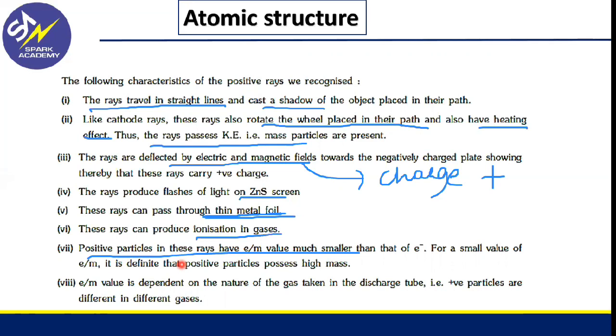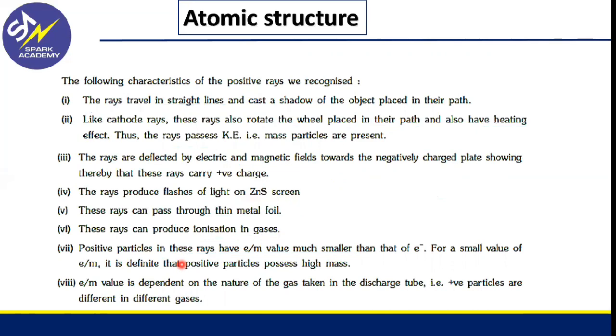Okay. So this is the first difference between an electron and proton. There was a big difference between the charge over mass, e over m value, for positive and negative particles, that is, electrons and protons. If it is a small value, that means there is not much of a difference between the charge and mass. That means these positive particles might possess a very high mass. That is the conclusion they arrived at looking at the charge over mass.